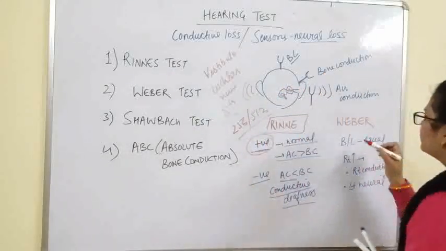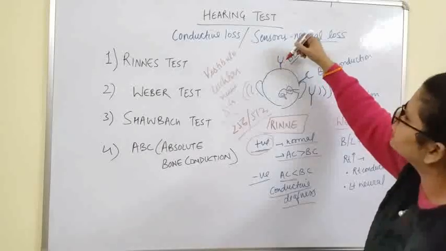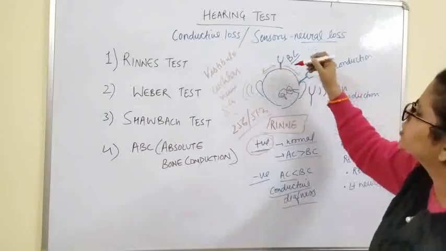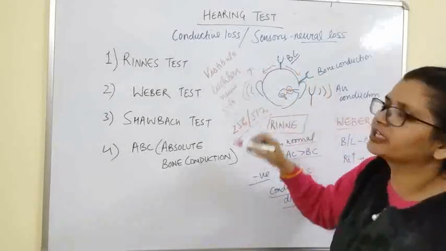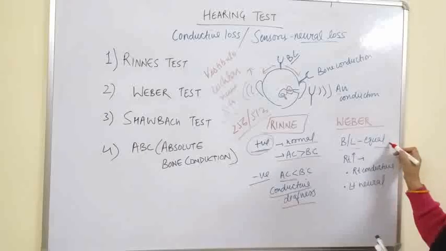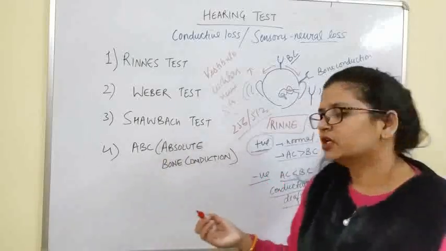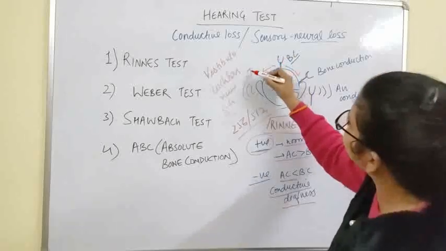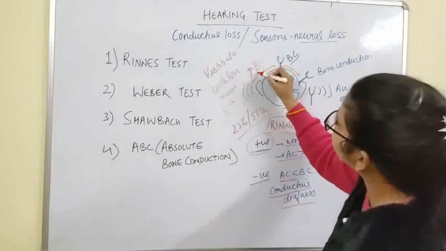Next, coming to Weber's test. We touch the vibrating tuning fork here, and we look for lateralization to either side, whether the subject hears the sound equally on both sides, or the sound is louder on one side. If it is bilaterally equal, then it's normal. If there is lateralization to one side, for example the sound is louder on the right side, what does that mean? First thing, there is an increase in bone conduction here.